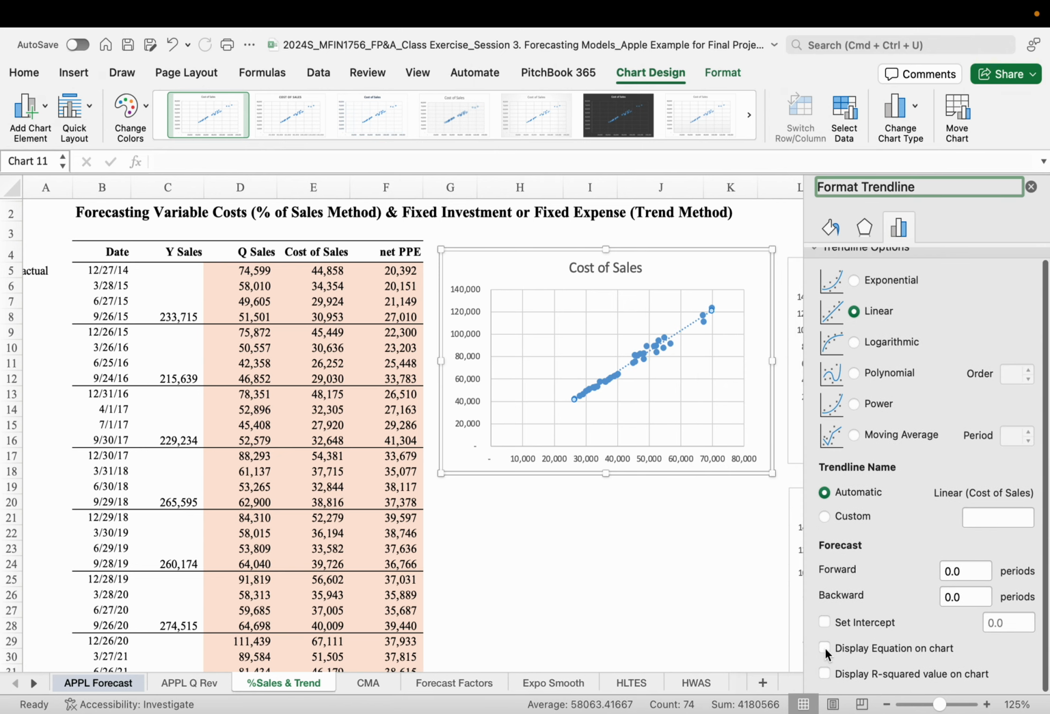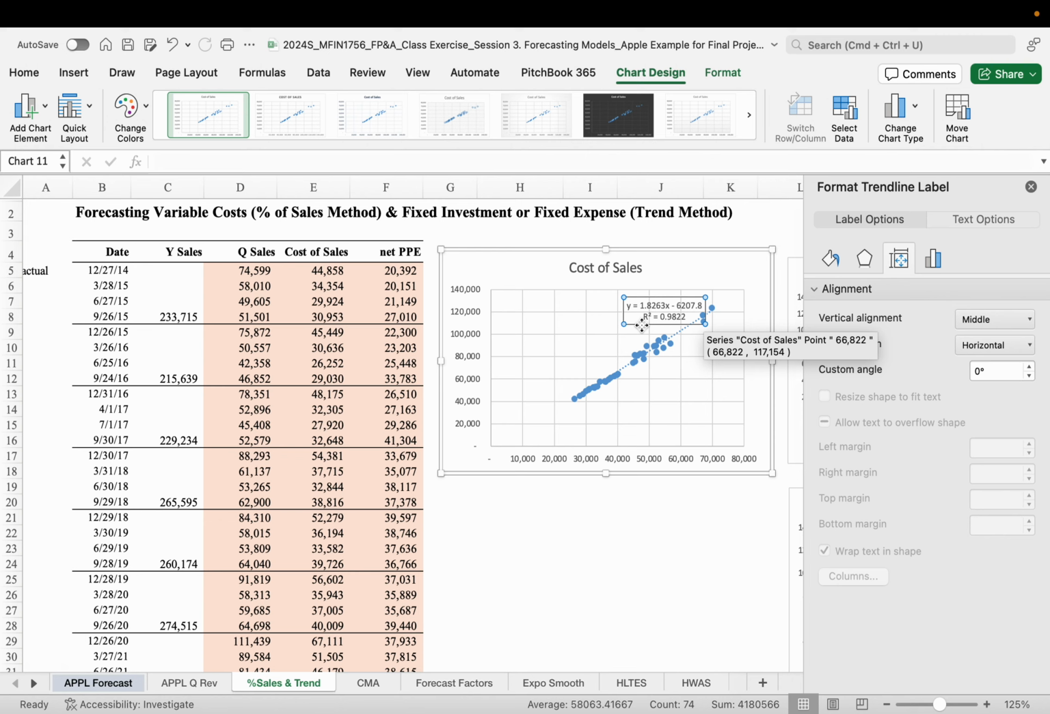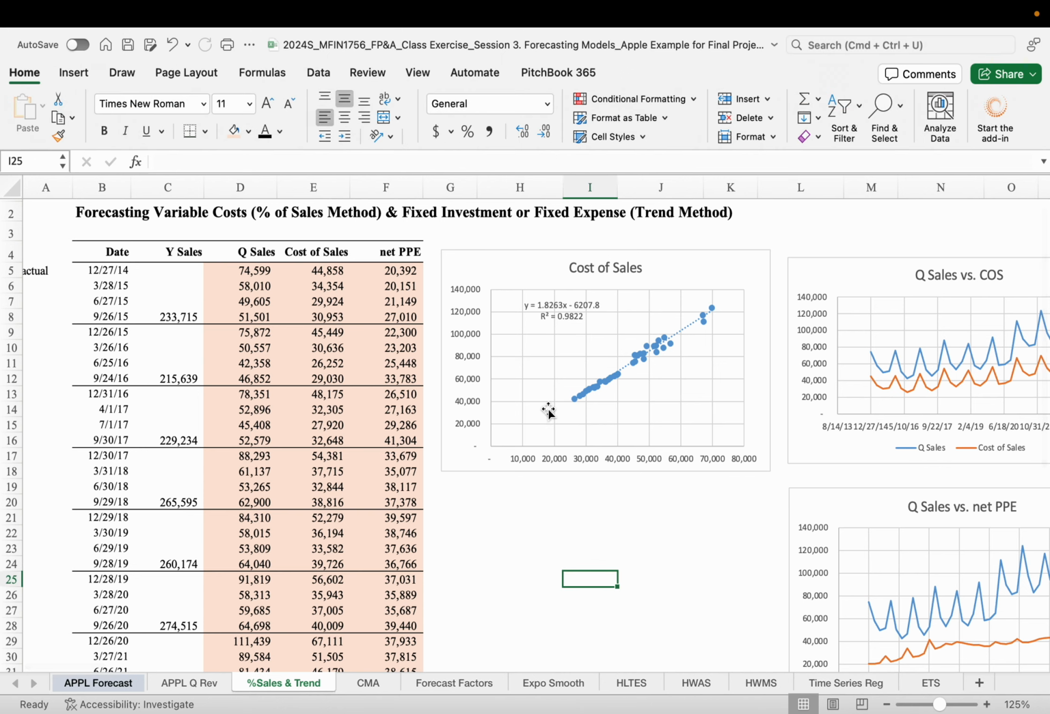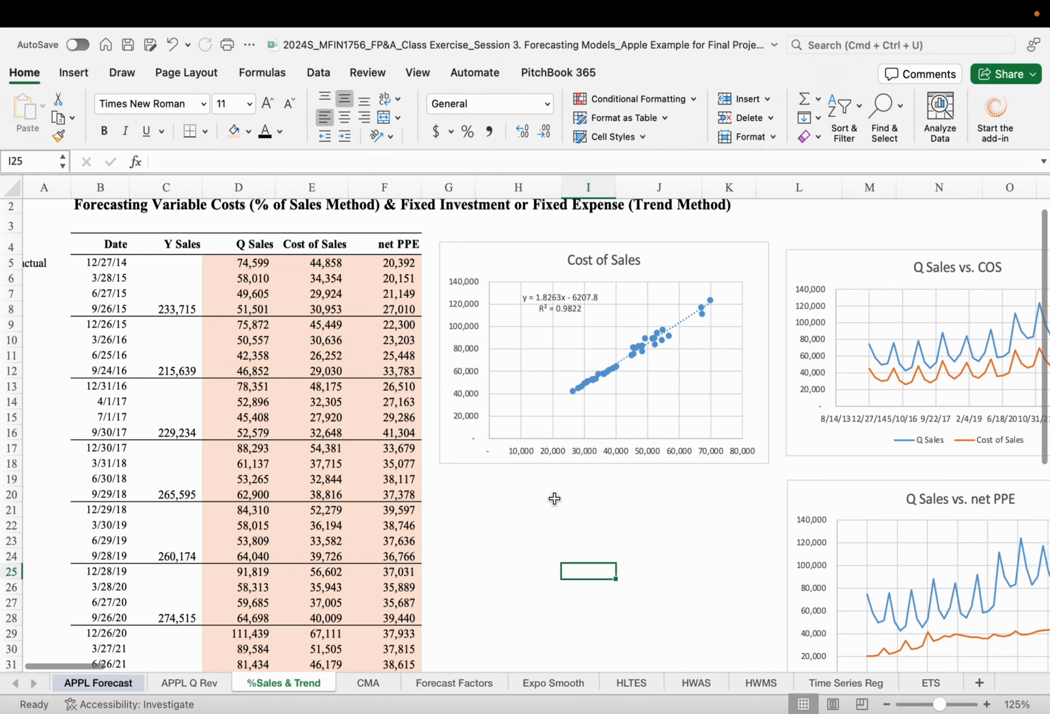display equations, and display R squared, the determination factor. And then you can see their relationship is very high. 98% is explained by these dots, right? It's almost 100% explained. Got it? That is the relationship between the sales and the cost of goods sold.